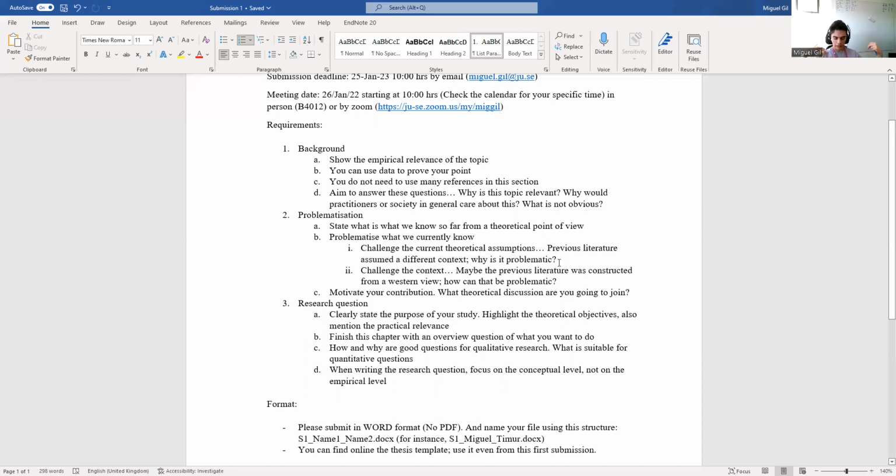And another thing that is also a bit similar is challenging the context. Maybe you can challenge that some concepts were developed in a different context where, for example, in terms of digitalization, the technology was very different when these theories emerged. And maybe now the technology has evolved so much that the role of the new technology doesn't work well with that theory about digitalization that we previously know. So you also challenge the context.